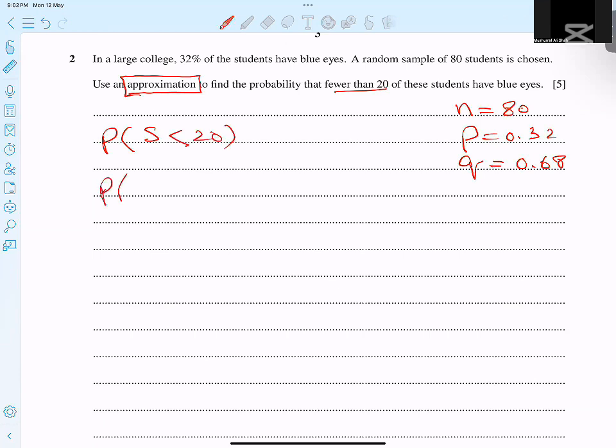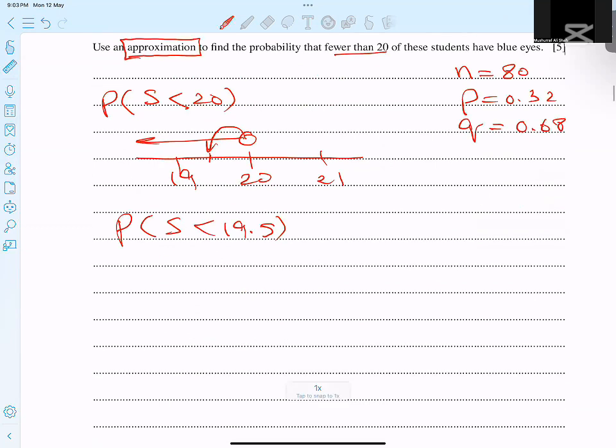So how can we do continuity correction? I'll show you first of all: when this kind of question comes, draw a number line. Less than means it goes this way, so just move 0.5 backwards. How do we write this? X is less than 19.5. This is called continuity correction.